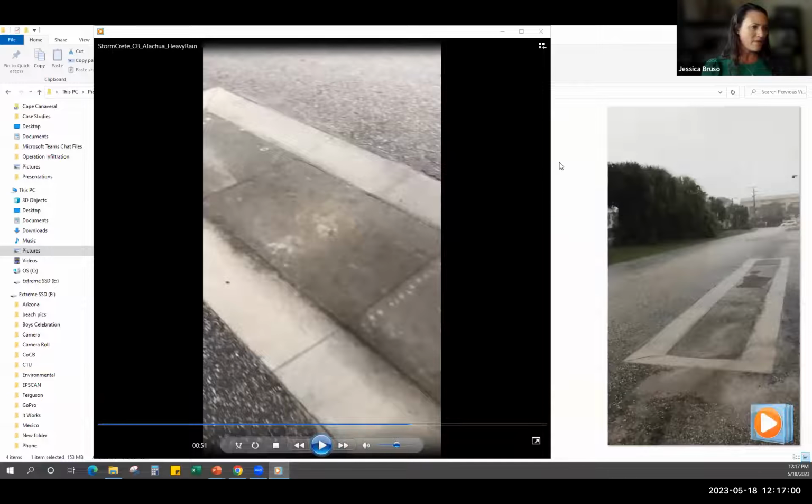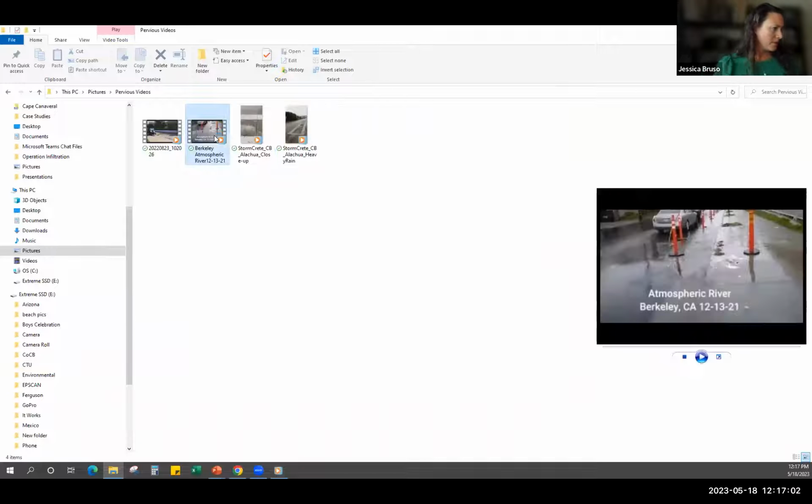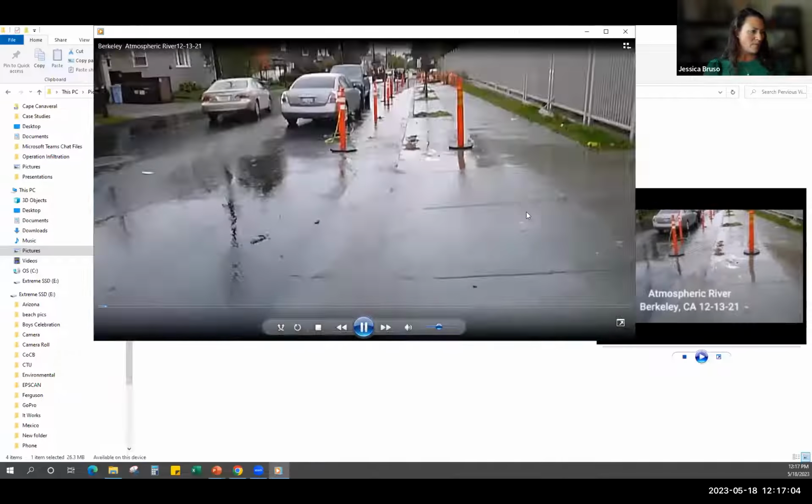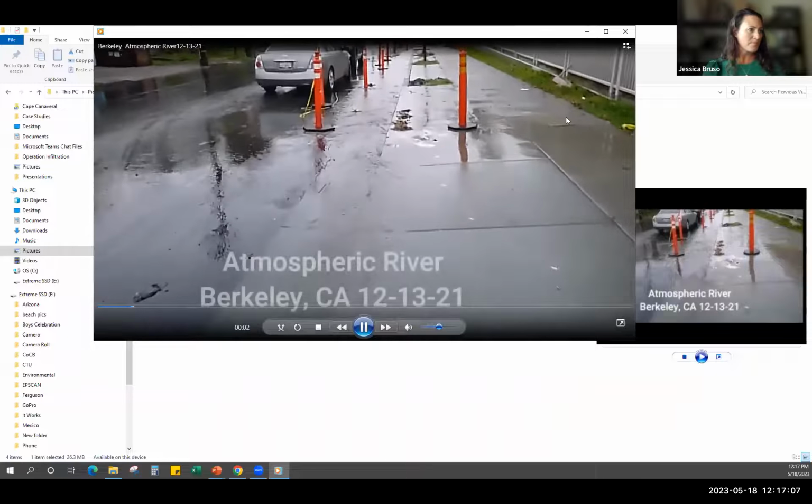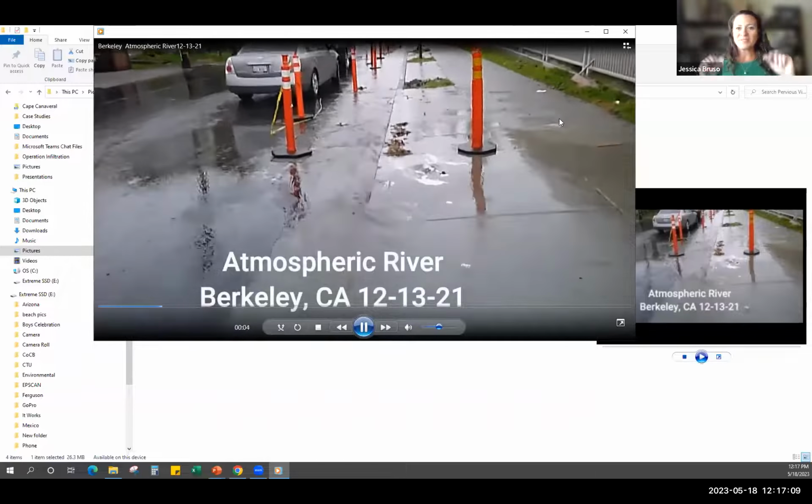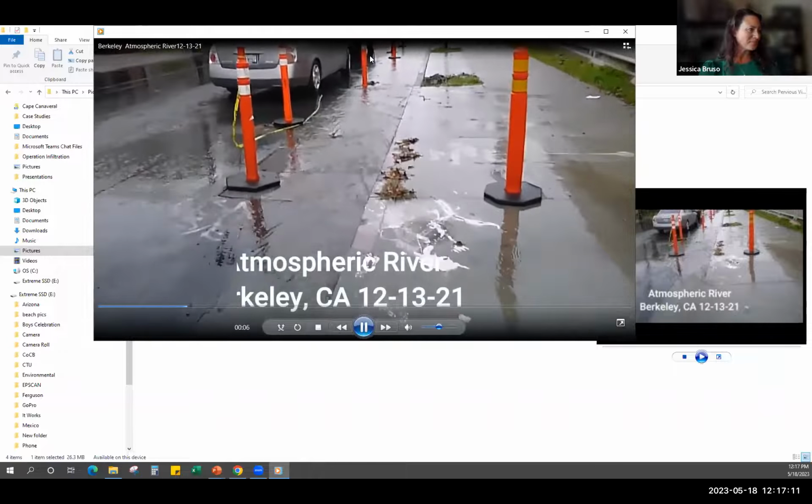All right. And the last one I want to show you guys is going to be from California. See those atmospheric rivers that they get.